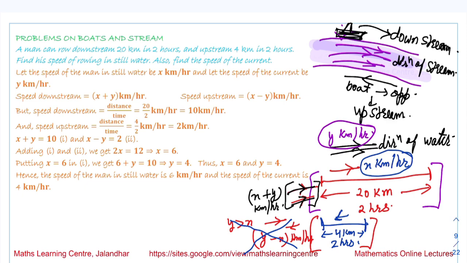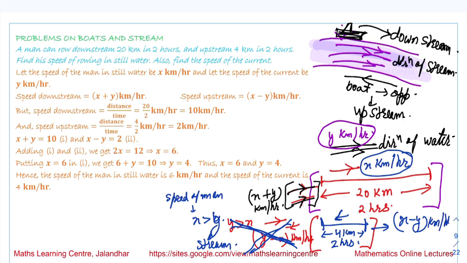The speed of the man should be greater than the speed of the stream. It is not y greater than x, it is x greater than y. Only then he will be able to move in the opposite direction. So the speed in this case is x minus y kilometers per hour.